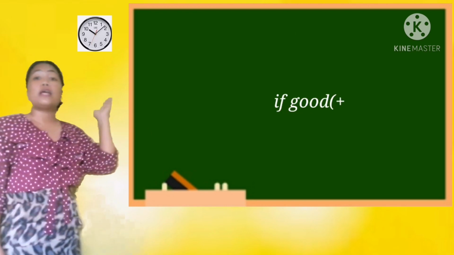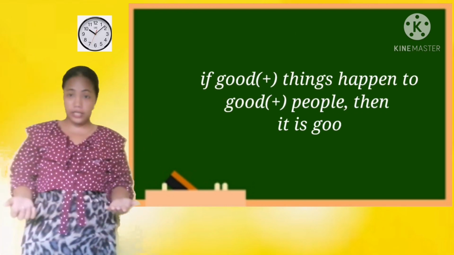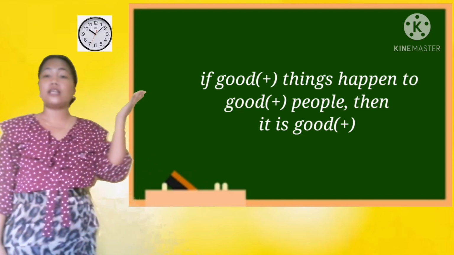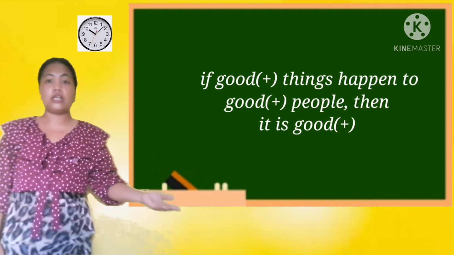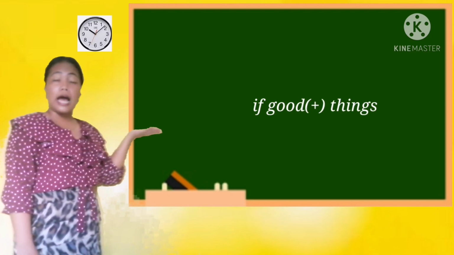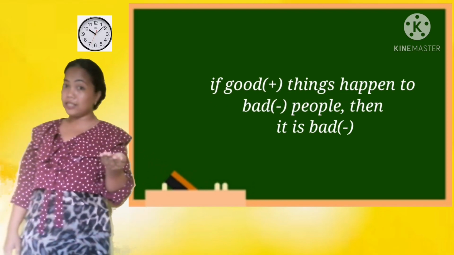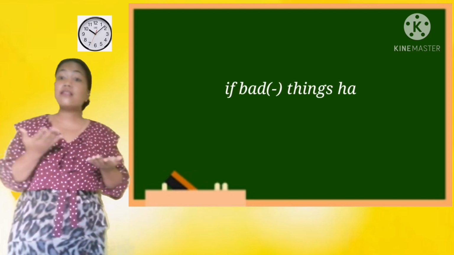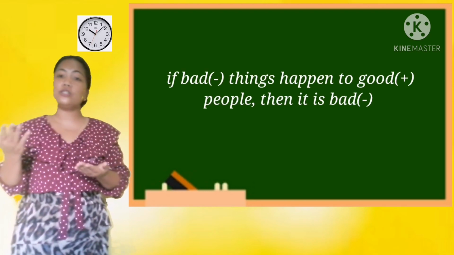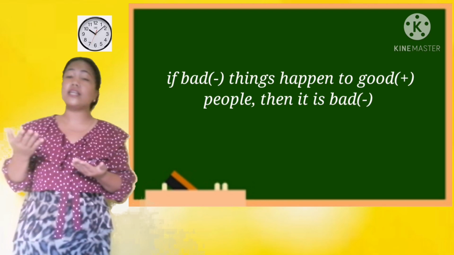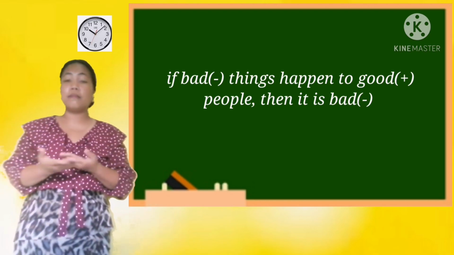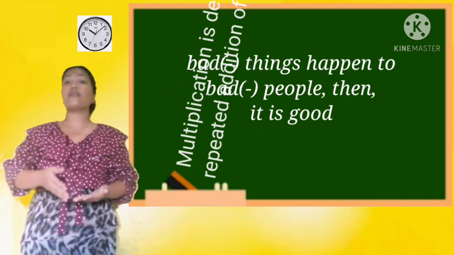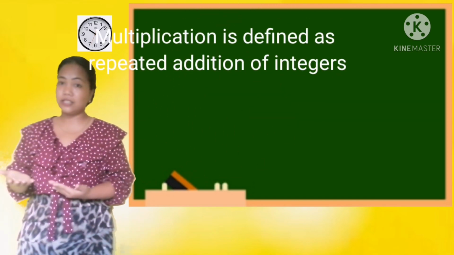If good things happen to good people, then it is good. If good things happen to bad people, then it is bad. If bad things happen to good people, then it is bad. But if bad things happen to bad people, then it is good. Alright?